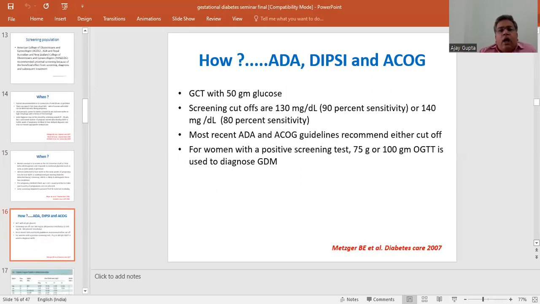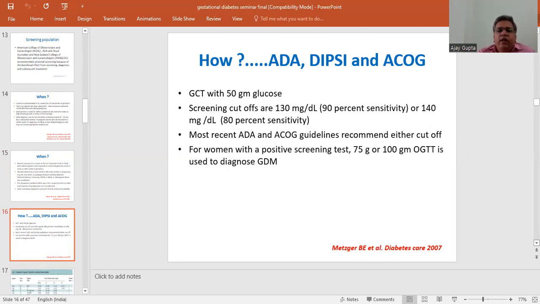How can we diagnose GDM? There are different recommendations depending on which society you follow, whether ADA, DIPSI or ACOG. The glucose challenge test is usually the first test, done with 50 gram of glucose, and the screening cutoff is usually 130 or 140 milligram.